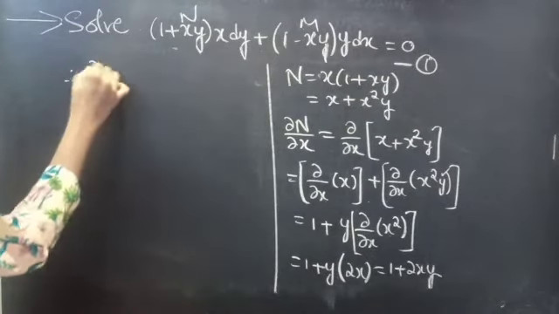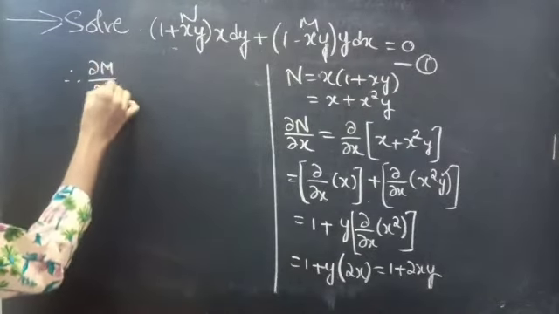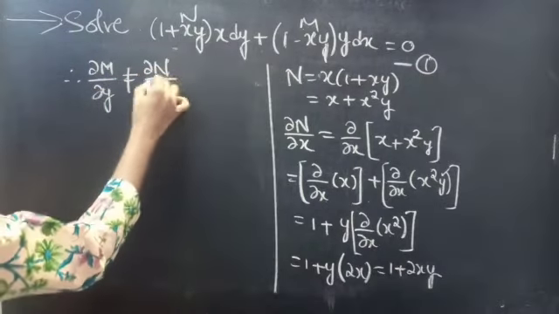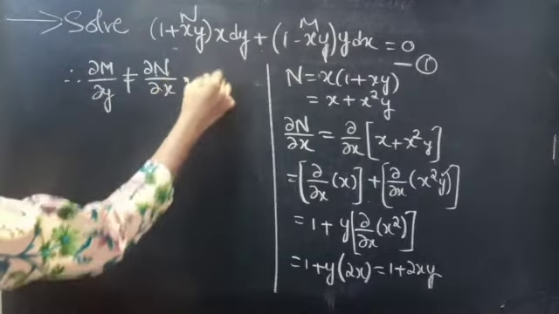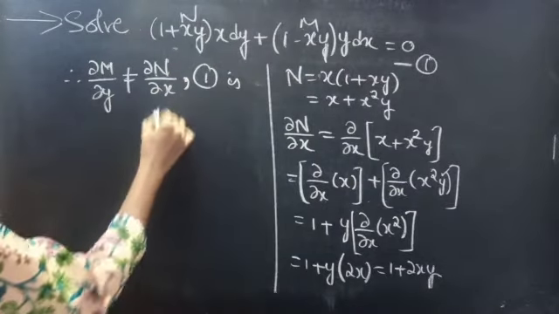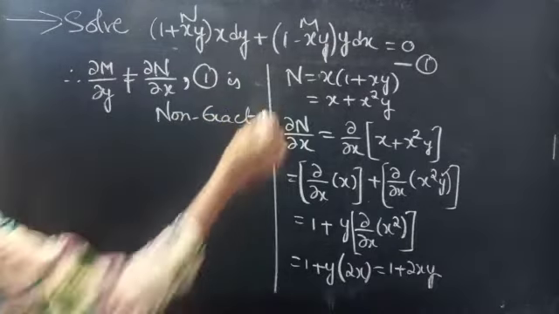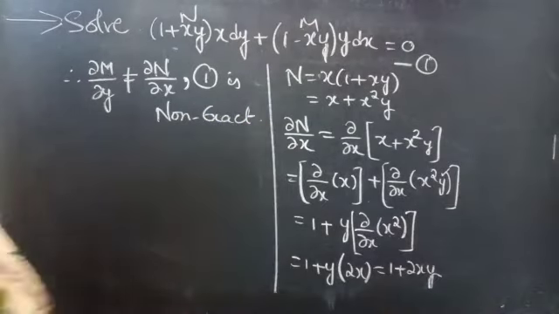Therefore, the partial derivative of M with respect to y is not equal to the partial derivative of N with respect to x. From this, we can say that equation 1 is non-exact. Okay?